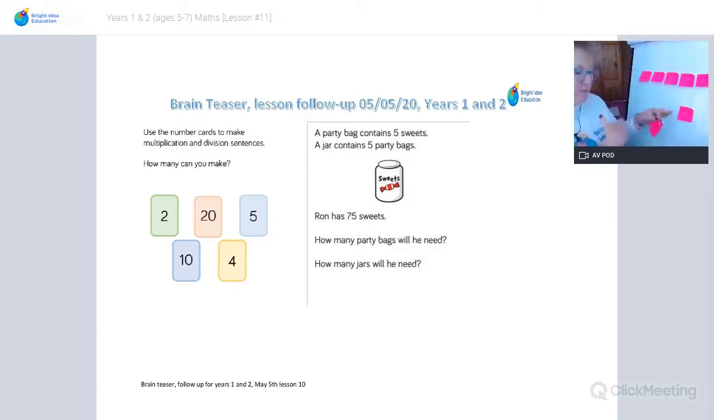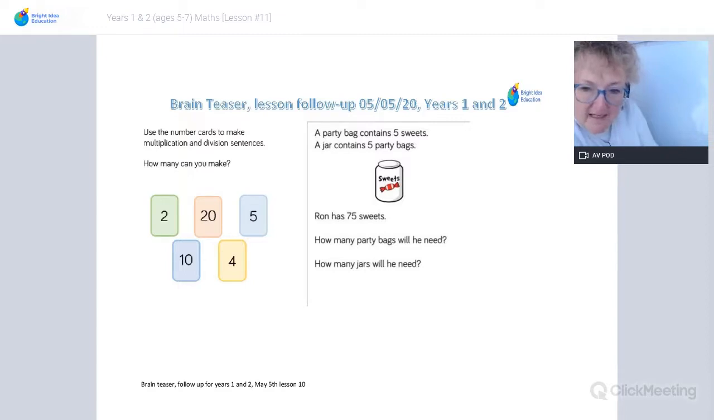So there was a whole relationship around 5, 4 and 20, and a whole relationship around 10, 2 and 20. So well done. Really, really good. I'm really proud of you. Excellent. So let's have a look at the next one now.